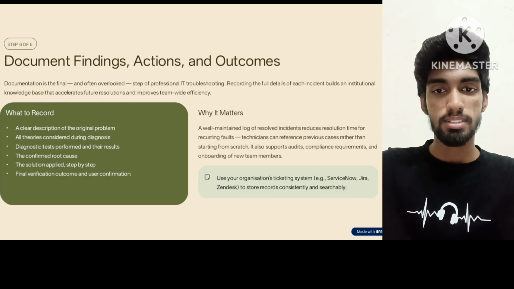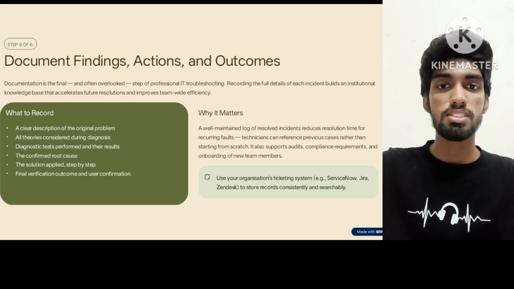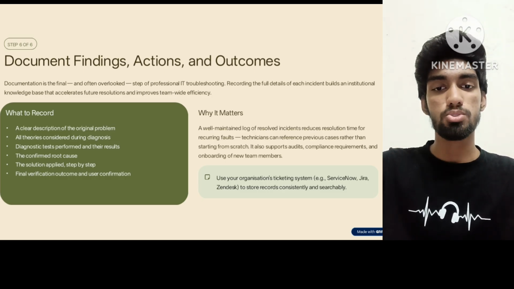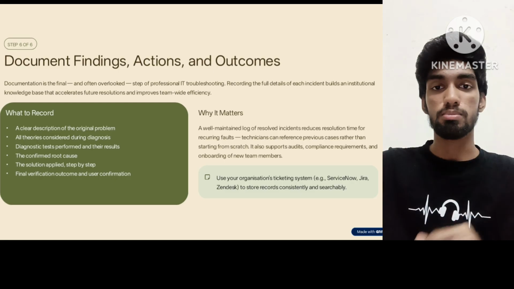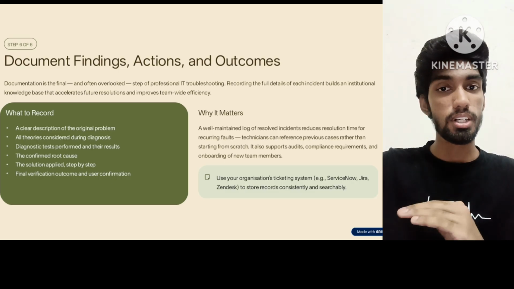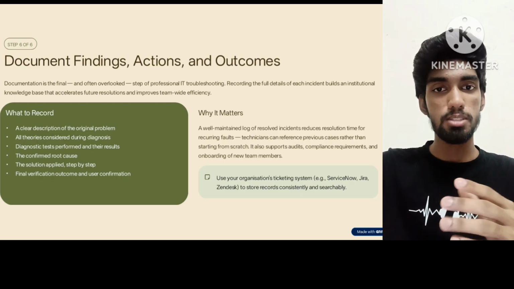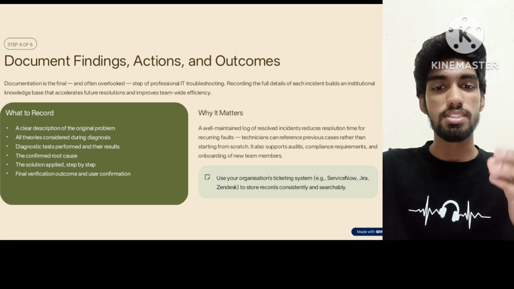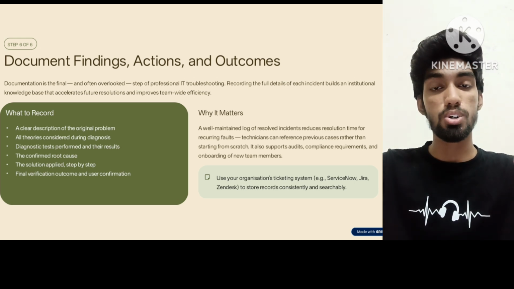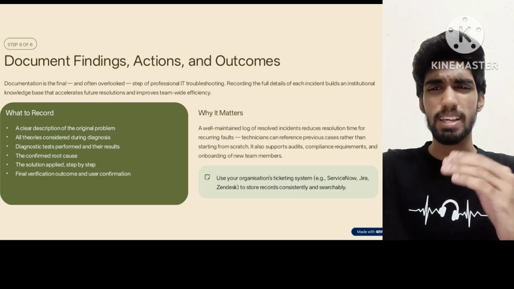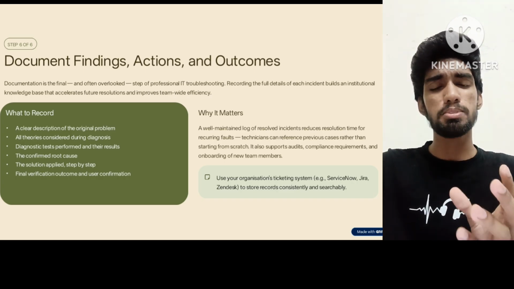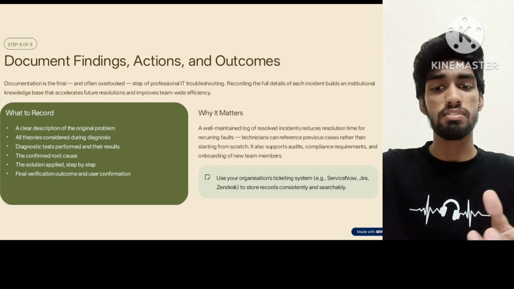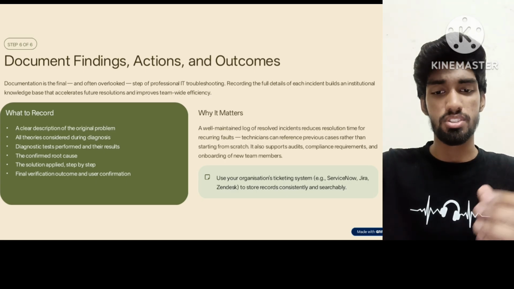Next, step 6. Document findings, actions and outcomes. The final step is to record all details of the troubleshooting process for future reference. What to do? Write down the problem is the first point. The second point is record all the steps taken. The last point is note the final result. Example, Wi-Fi was disabled and then enabled to restore connection. Okay, the explanation is that documentation helps in solving similar problems faster in the future and improves overall efficiency.